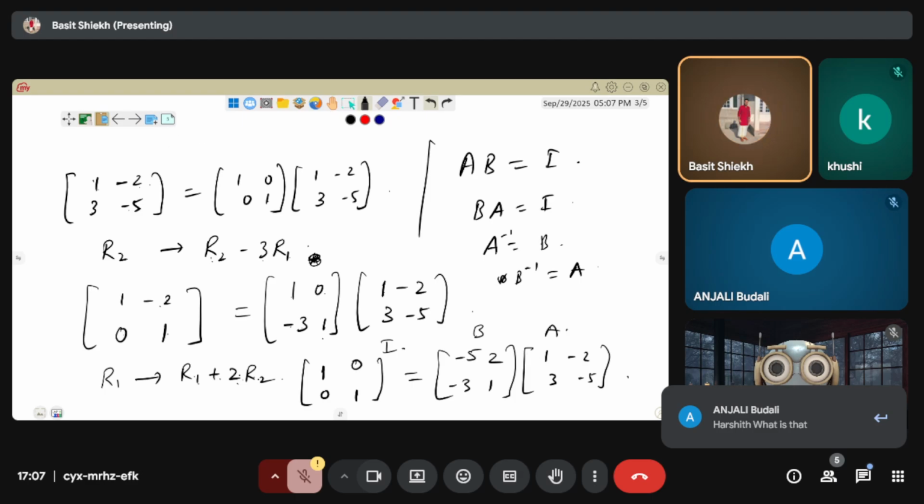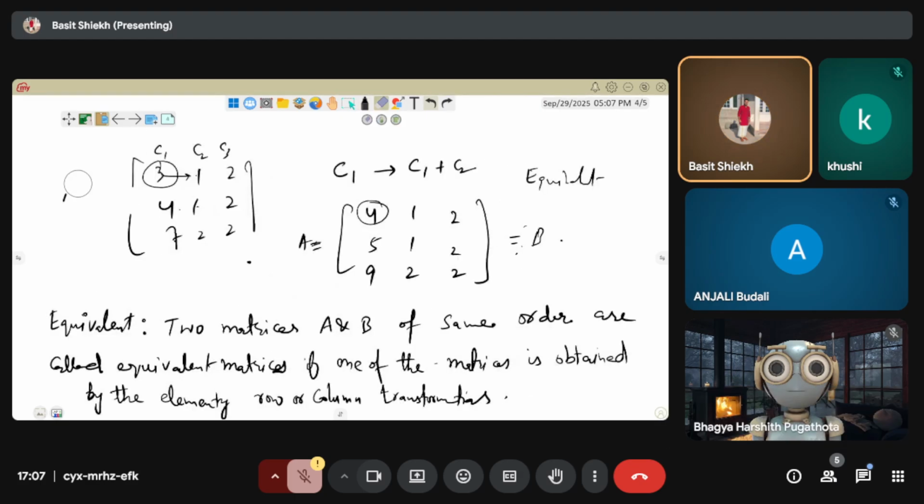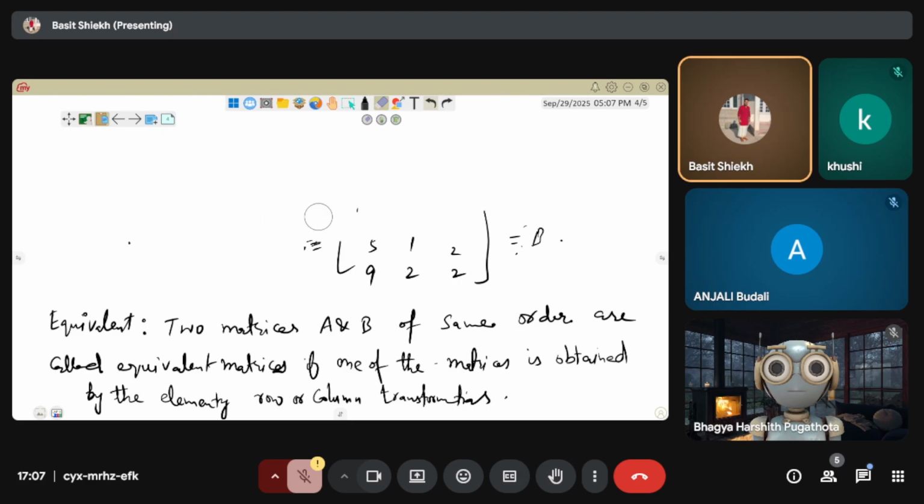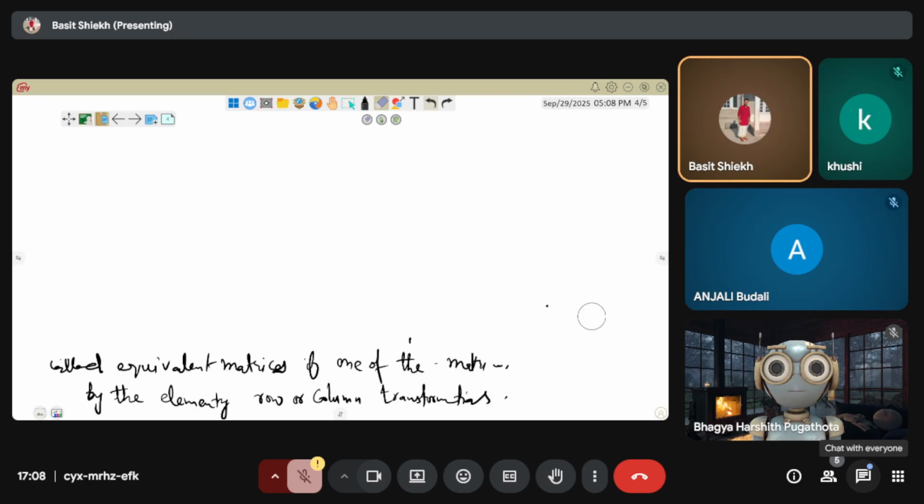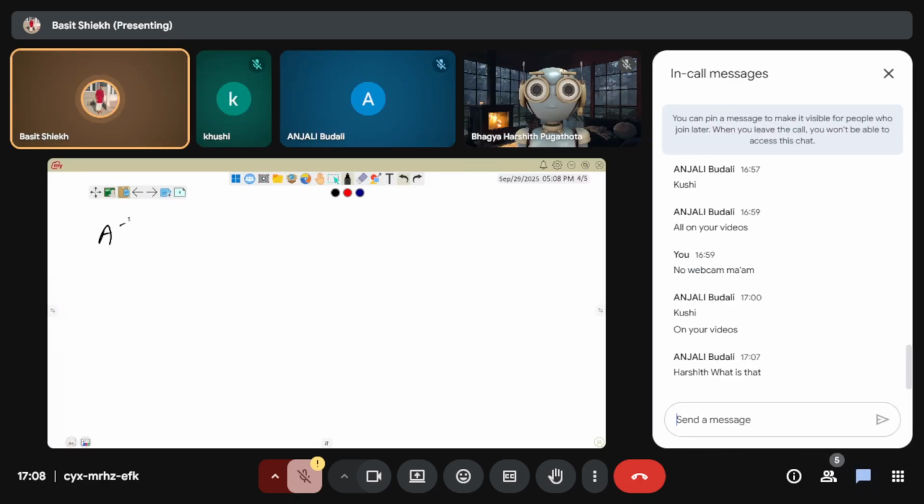So thus inverse of A is A inverse equals to B. B was minus 5, 2, minus 3.